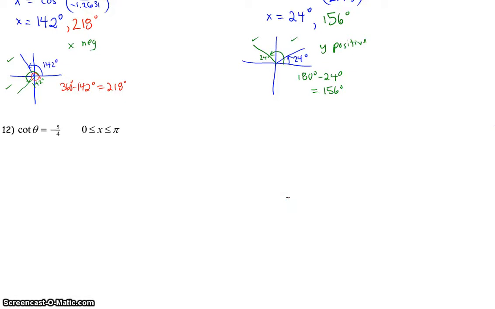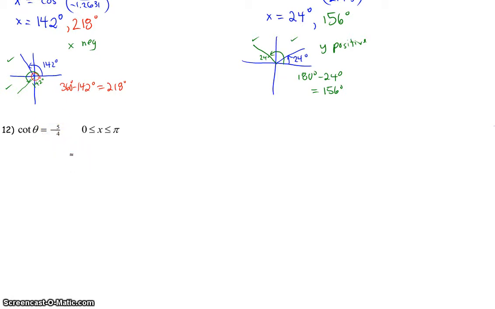Okay, part 3. Let's finish up this last example. Very short video, this one. Okay, so cotan of theta equals negative, I believe that's a negative, it kind of ran together there, negative 5/4. Okay, so let's see here.